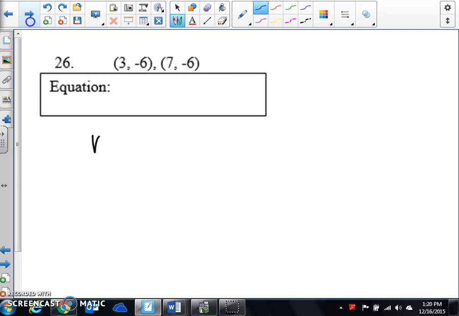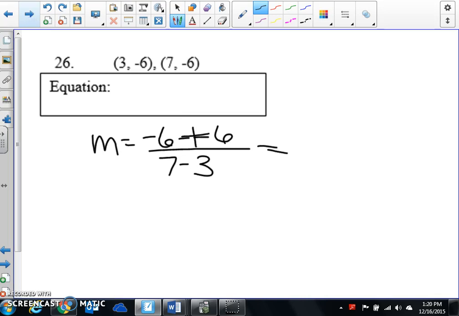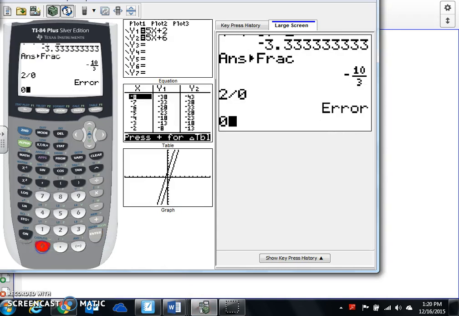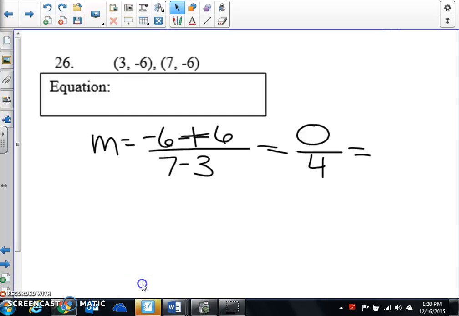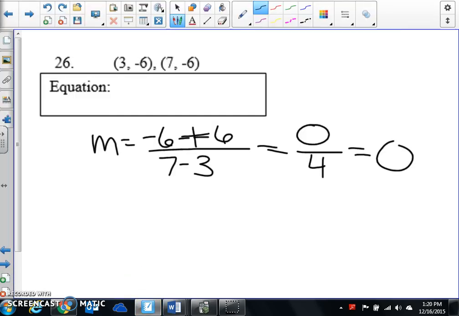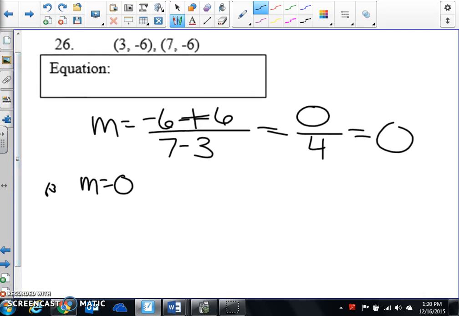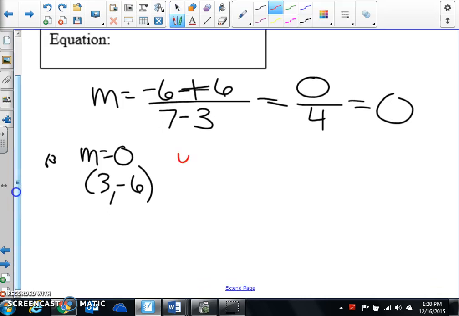Okay, slope m equals -6 minus a -6 over 7 minus 3. This becomes a plus. -6 plus 6 is 0. 7 minus 3 is 4. If you don't know what that is, put it in your calculator. 0 divided by 4 is 0. So my slope is equal to 0. Now, I could do point slope form. So I could use the slope is 0, and then this is (3, -6). And I could say, okay, y plus 6 equals 0 (x minus 3).